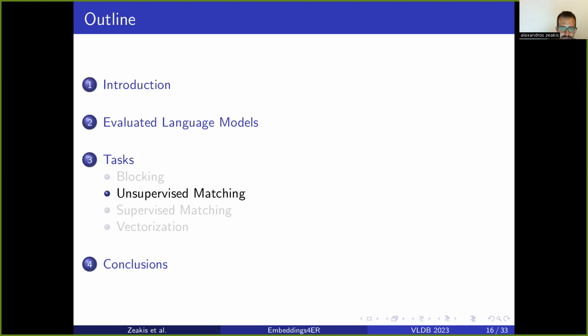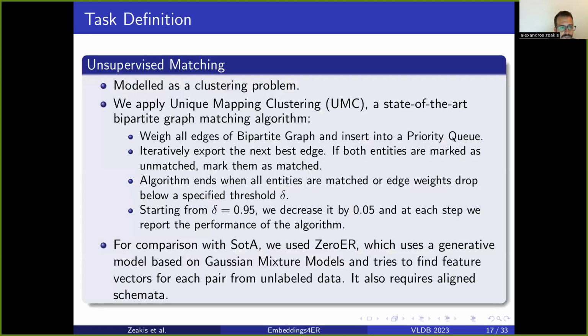Moving on to the unsupervised matching. To do so, we model it as a clustering problem. We apply unique mapping clustering, which is a state-of-the-art bipartite graph matching algorithm, and works as follows. First, we weigh all edges of the bipartite graph and insert them into a priority queue. Iteratively, we extract the next best edge. If both entities are marked as unmatched, then we mark them as matched. The algorithm ends when all entities are matched or edge weights drop below a specified threshold delta.